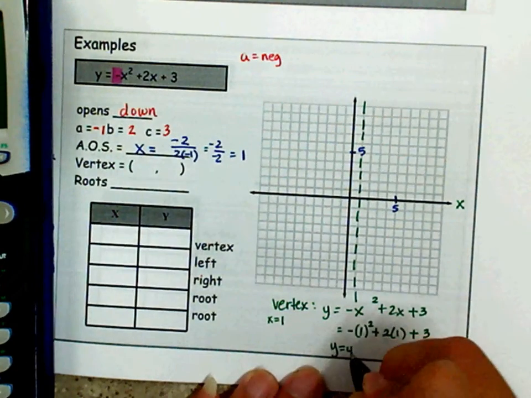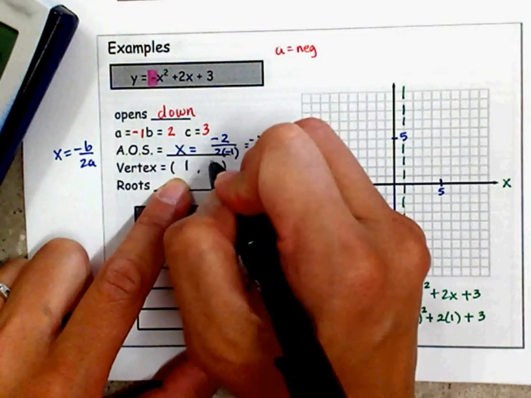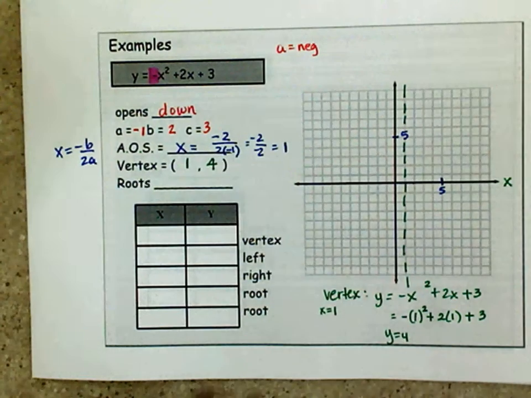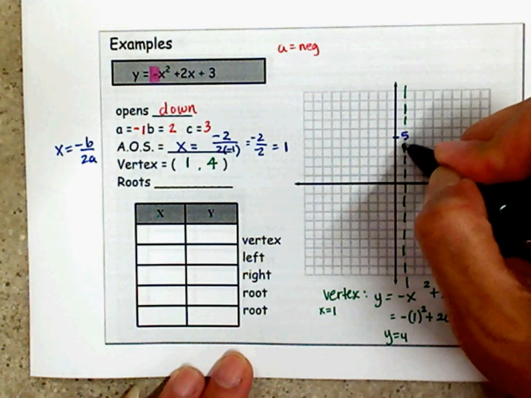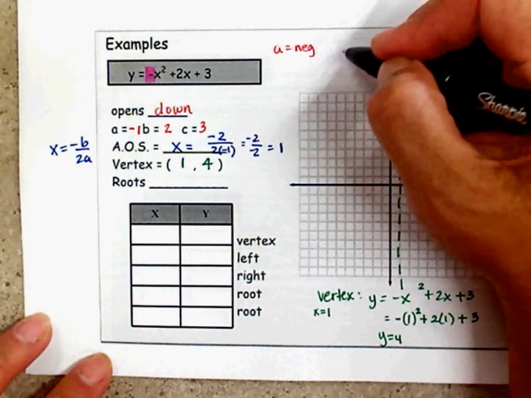So what is your vertex? X is 1, y is 4, just like that. So where is 1, 4? 1, 4 is right here. So I'm going to put a dot. And I know it's going to open down. Now, take a look. It's going to open down, so it's going to look like this.